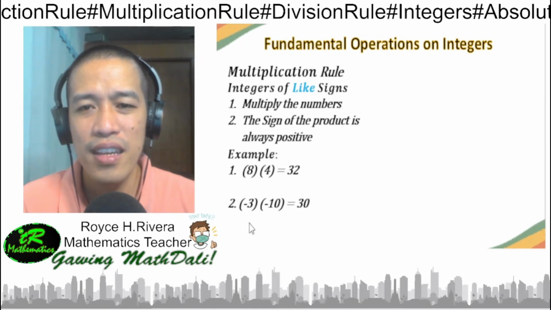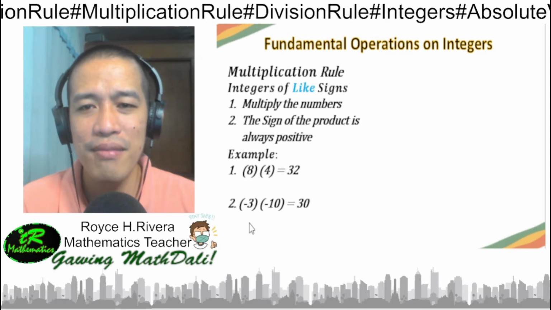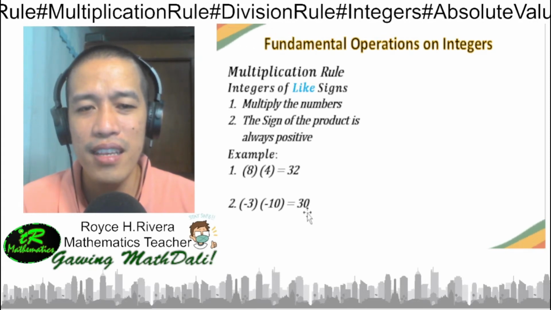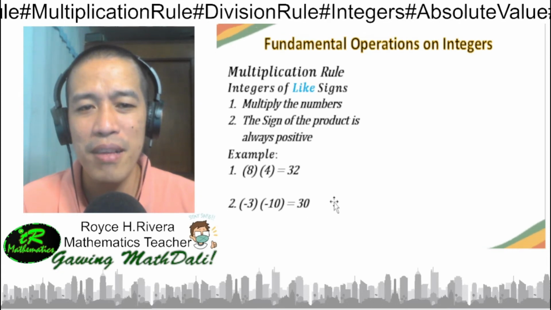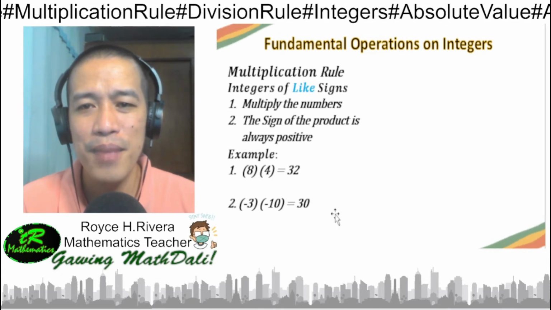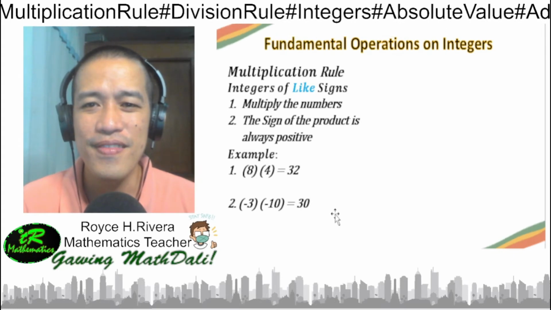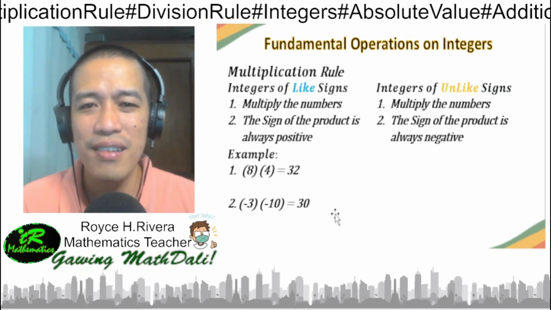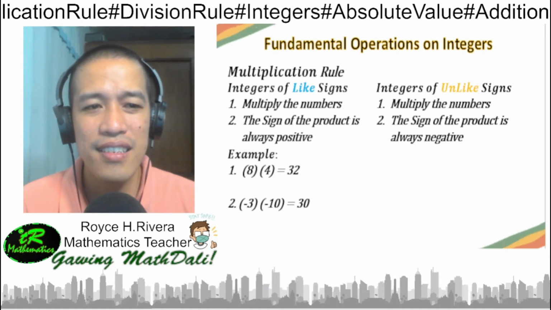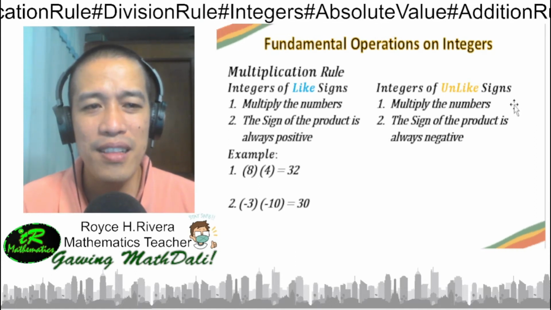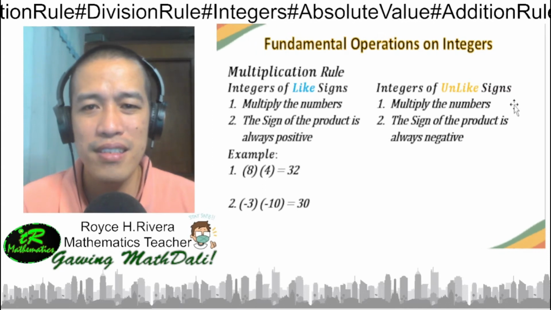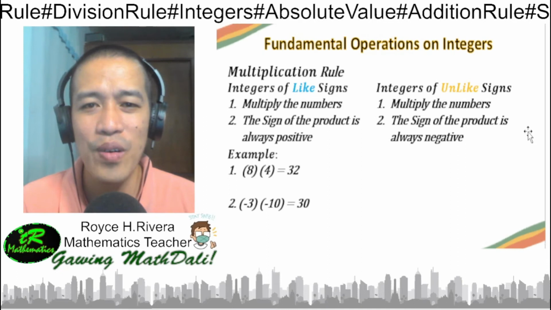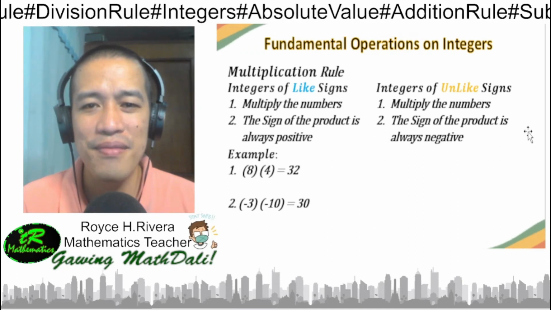Number 2, negative 3 times negative 10. Multiply. We have 30. And the sign of the product is always positive. The rule for integers of unlike signs. Number 1, multiply the numbers. Number 2, the sign of the product is always negative.